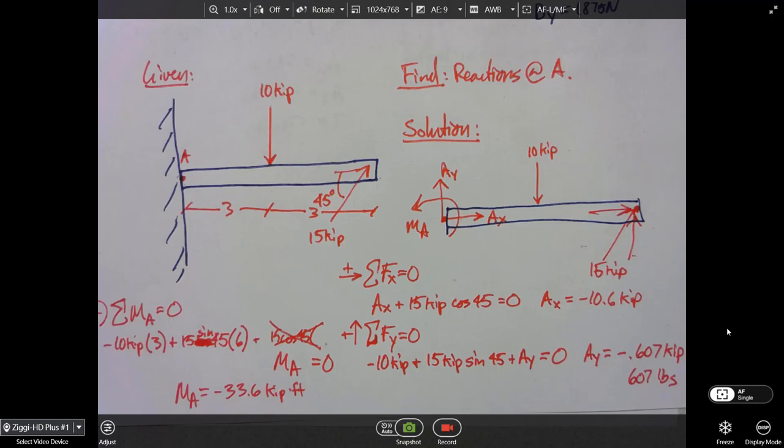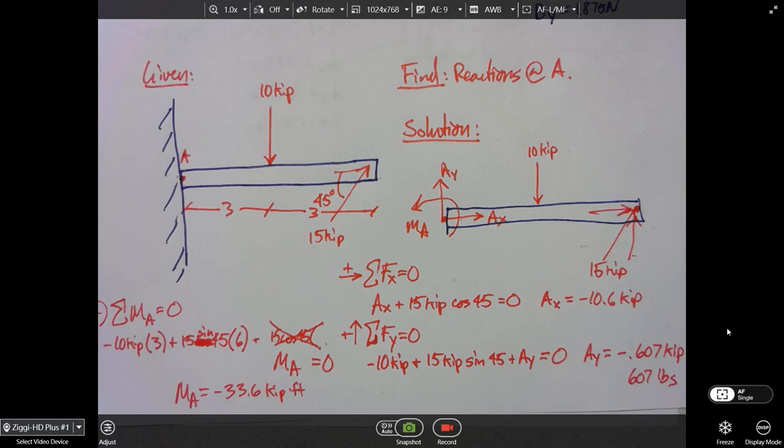Kip meters? Kip feet. Kip is pounds. Mm-hmm. And these are 3, so it should be feet. Oh, I put meters for my units on 3. Well, good for you. Oh, you're turning this around on me. No, I'm just saying. It's fine. I'm just giving you trouble.